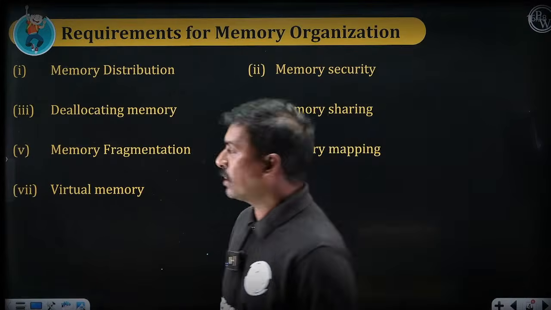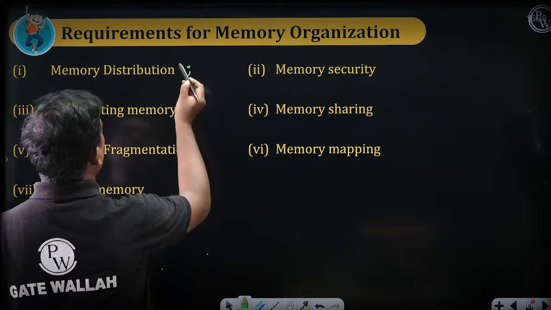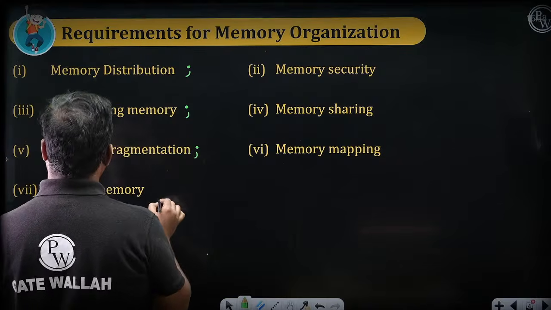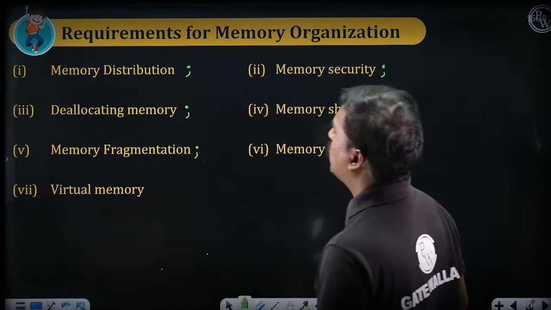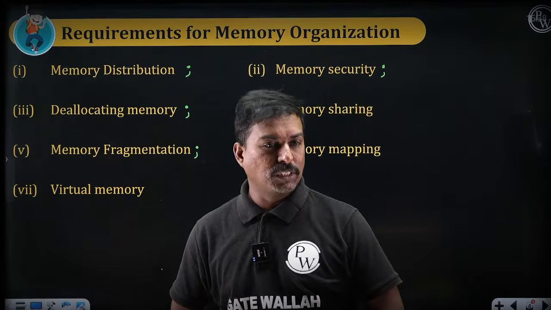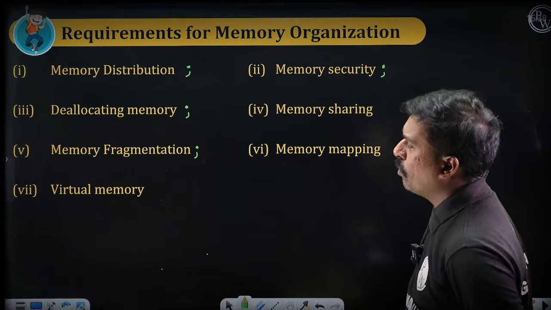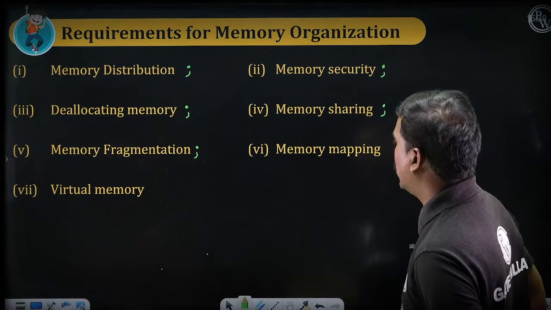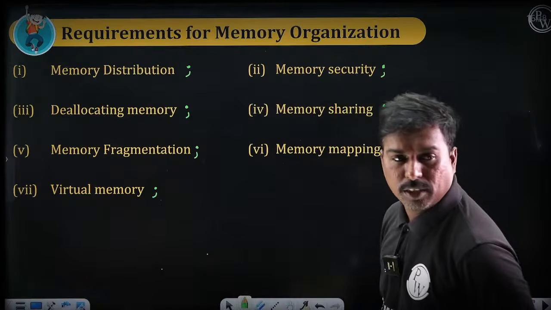If you see the requirements of memory organization, they are memory distribution, deallocating memory, memory fragmentation, memory security. Okay, so these are the basic requirements of memory organization, that is, how the memory should be organized. How the memory is distributed, how the memory has to be secured, how the memory has to be deallocated, how the memory is shared. Memory fragmentation, memory mapping, and virtual memory. These are the requirements of memory organization.